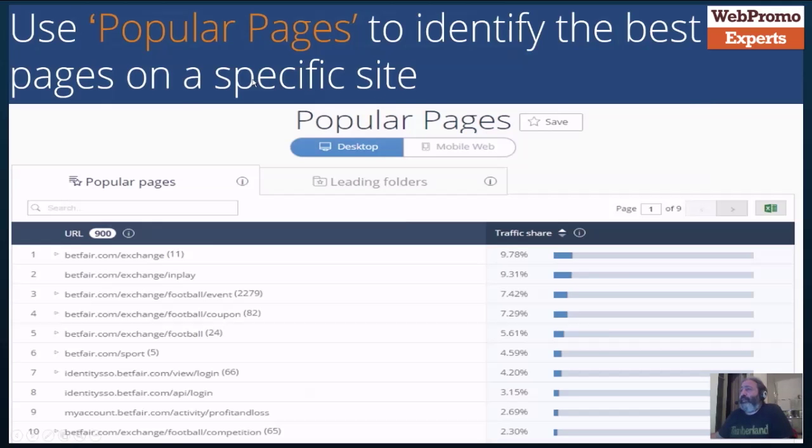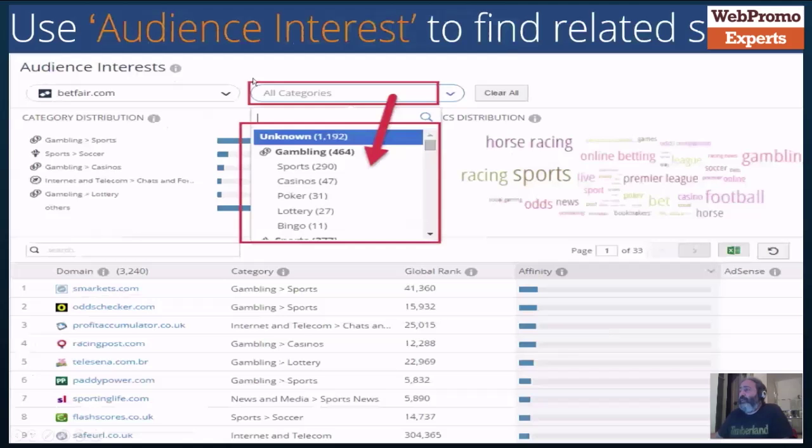And another approach is to look at audience interest. This shows sites that visitors have been to before the site you're looking at, or in parallel, or before, in the same session, which is 30 minutes. And we can also filter by categories. In this case we're looking at an unsorted list of over 3,200 domains, and I can narrow it down if I'm looking specifically for casino, poker, or whatever other category.